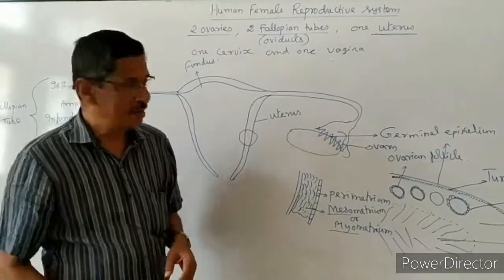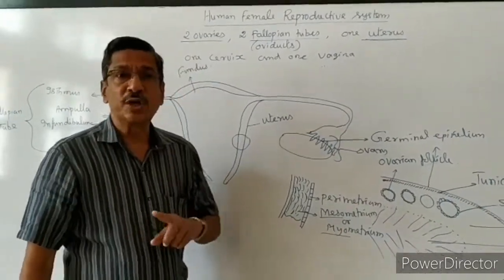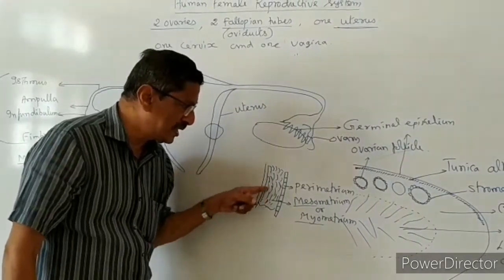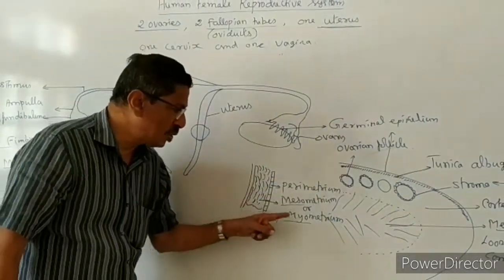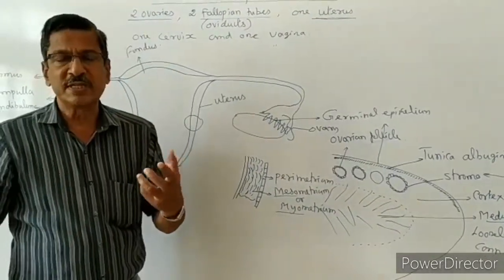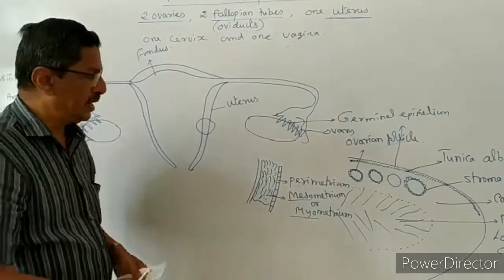They are called striated. The second type of muscles are called smooth muscles or non-striated muscles. Such muscles are present in the myometrium. So wherever the smooth muscles are present, the organ can expand very well.